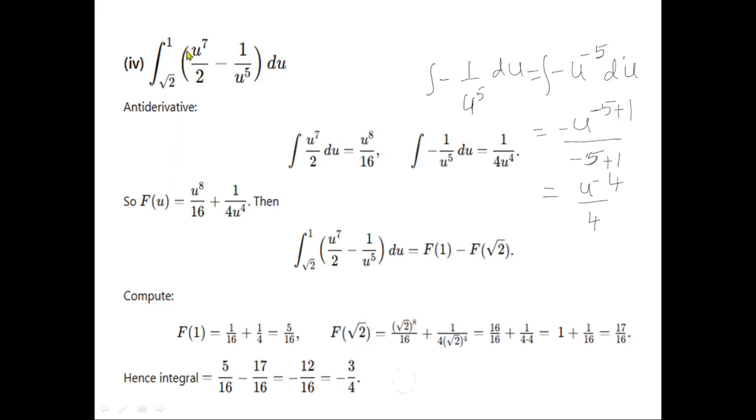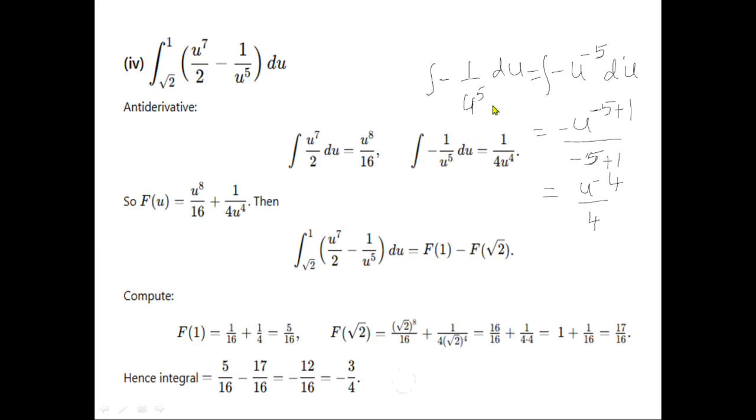The next function is the integral from root 2 to 1 of u power 7 by 2 minus 1 by u power 5 du. First, let us see the integrations of these functions, that is u power 7 by 2 and 1 by u power 5. The integration of u power 7 by 2 is u power 8 by 8, there is a 2, so it is u power 8 by 16.